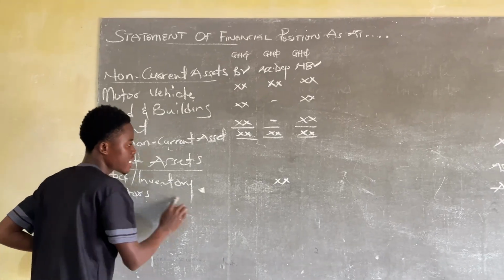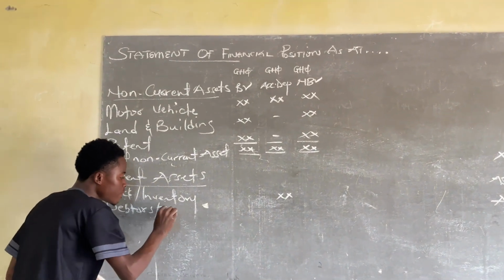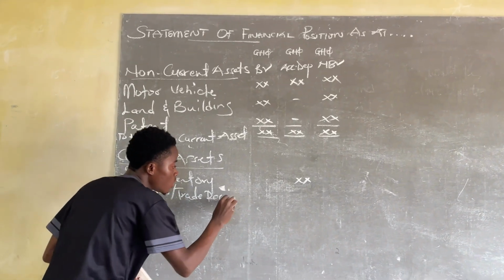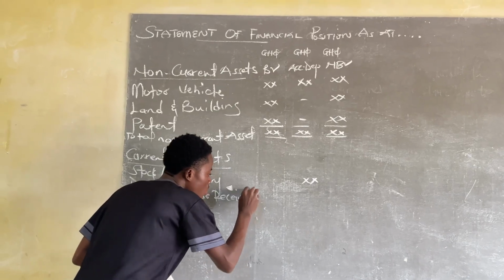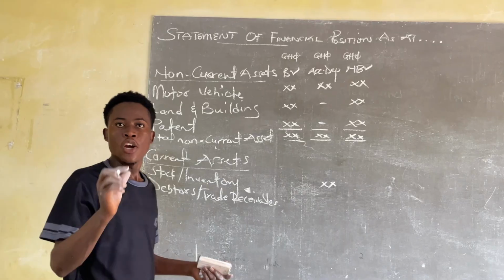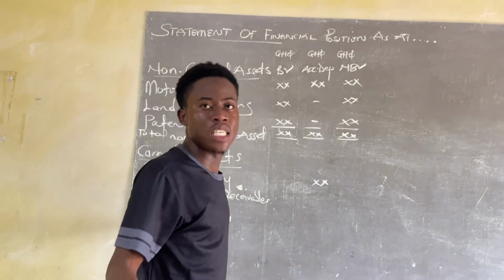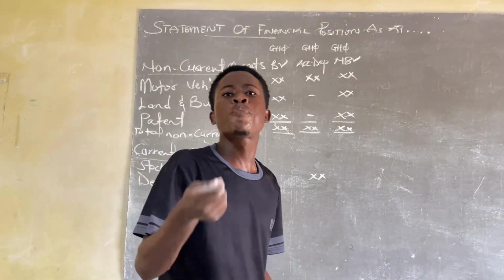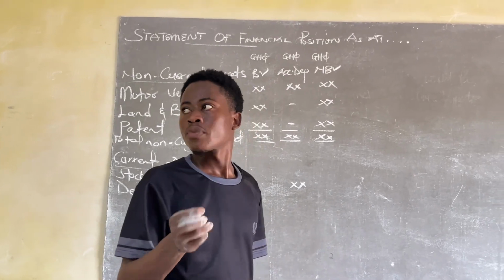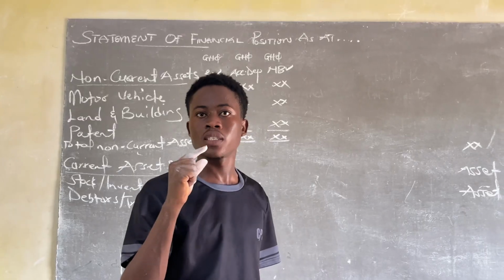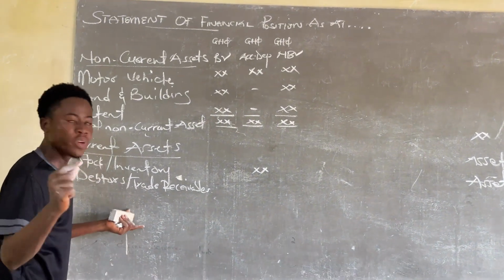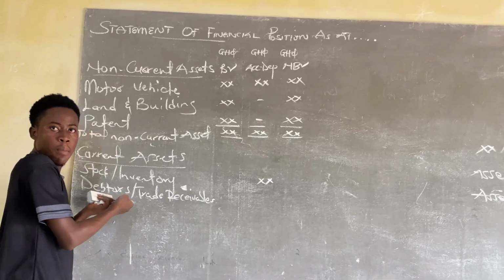We have our debtors, or we say trade receivables. Now, viewers, note that with the trade receivables or the debtors, there can be a provision that will be made on the trade receivables or debtors. So immediately there is a provision that is supposed to be made, that means we will be deducting that provision from the trade receivables or the debtors.